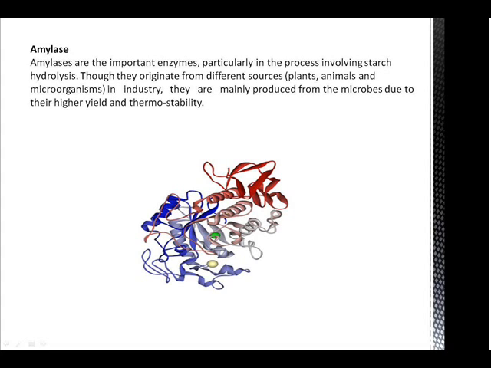Amylases are important enzymes, particularly in processes involving starch hydrolysis. They originate from different sources like plants, animals, and microbes, but they are mainly produced from microbes due to their higher yield and thermostability. Bacillus produces alpha amylase, which is a type of amylase.